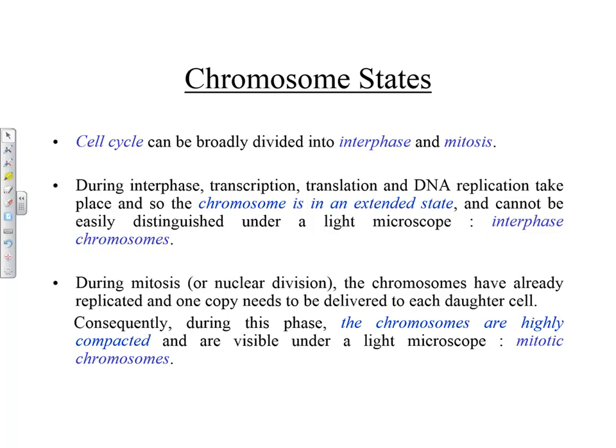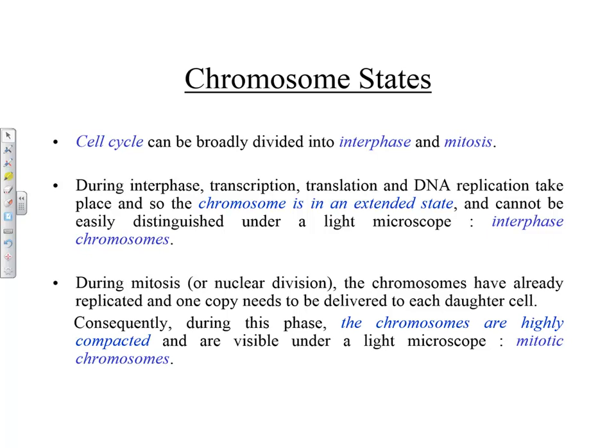It's not compacted. During cell division or mitosis or nuclear division, the chromosomes have to replicate, and one copy needs to go to each daughter cell. And in order to make the separation easier, the chromosomes are going to be in a compacted state. So during mitosis, the chromosomes are highly compacted and are visible under a light microscope, and these chromosomes are called mitotic chromosomes. In fact, chromosomes were discovered when watching cell division, maybe in the 1800s. Under the microscope, they could see the condensation of the chromosomes.